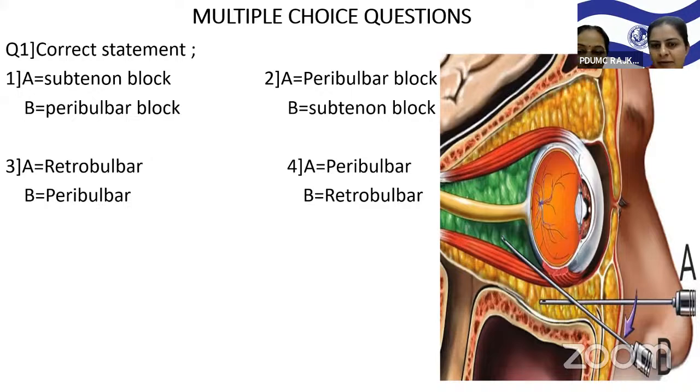Can we move to the second MCQ? The answer, ma'am. Ma'am, we'll discuss the answer. The answer is the fourth: A is periorbital and B is retrobulbar, the needle placement. Fourth option.